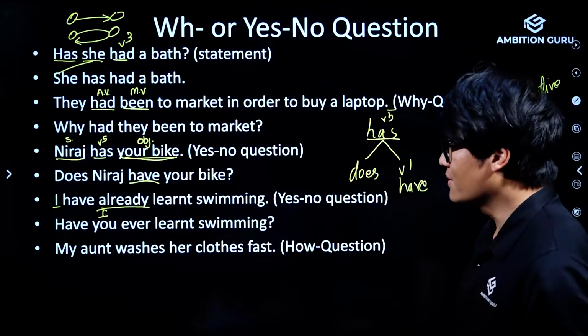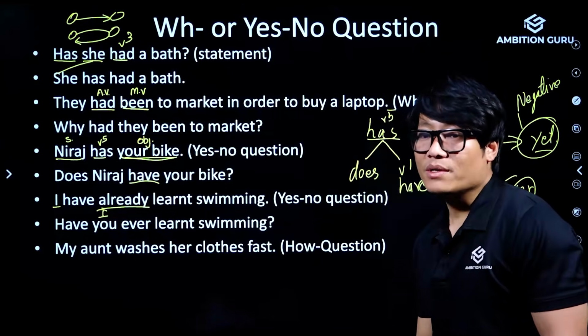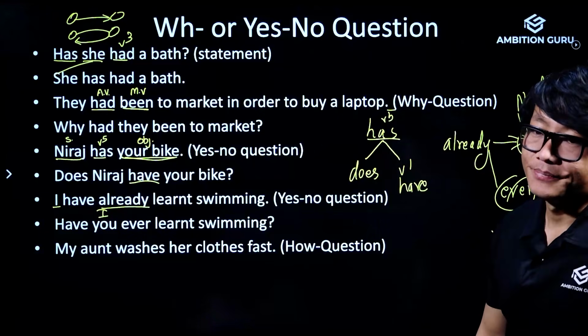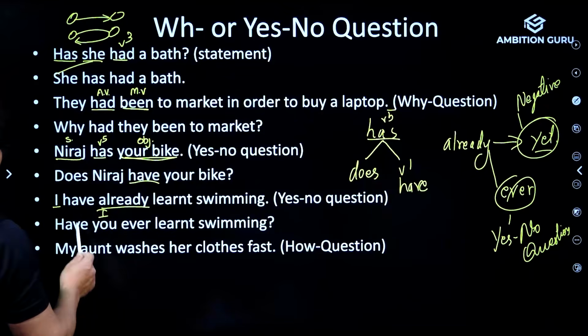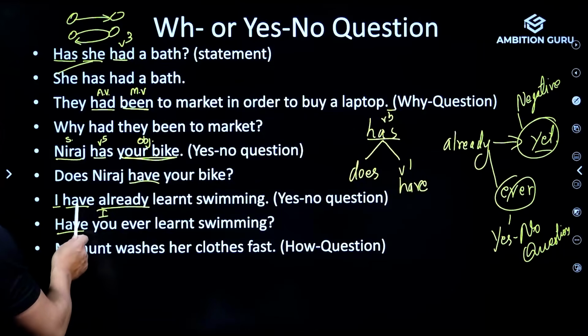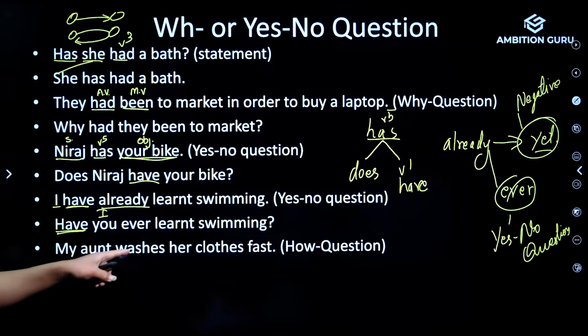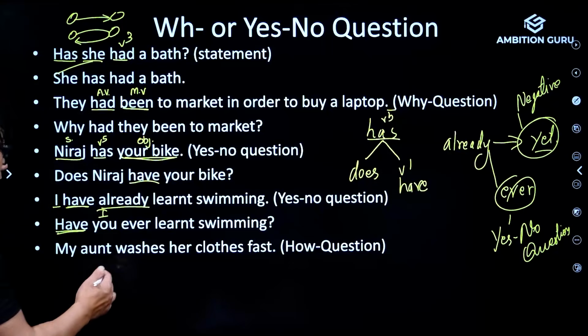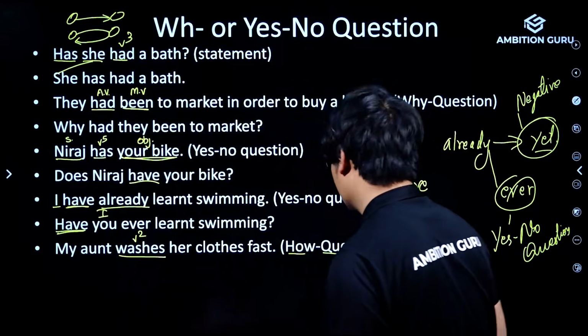My aunt washes her clothes fast. Now the question is how questions. Always remains always. Here is a have, that's why here is a have. Okay, this is present perfect. If here it was had, it remains had. Okay, next question. My aunt washes her clothes fast. So washes is verb 2. So the question here is how questions.